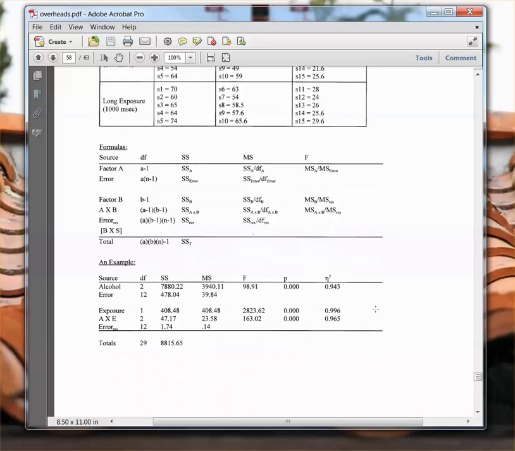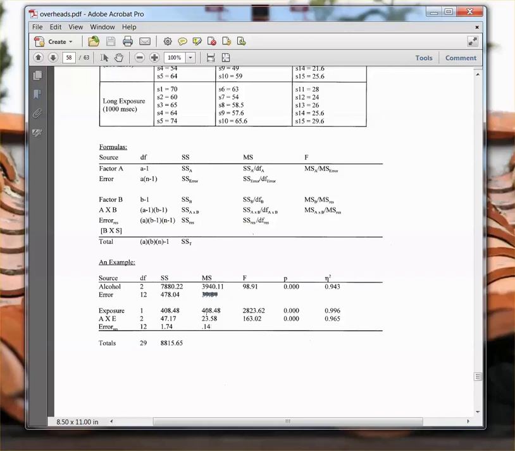So let's look at the output here. For alcohol, you'll see that here's the mean square, and then there's the error, right? And that F, of course, is significant, so alcohol had a significant effect. But let's look at exposure. Here's the mean square for exposure. Here's the error term. It's very small, and the reason it's much smaller is because subject variability is calculated and removed from this particular analysis.